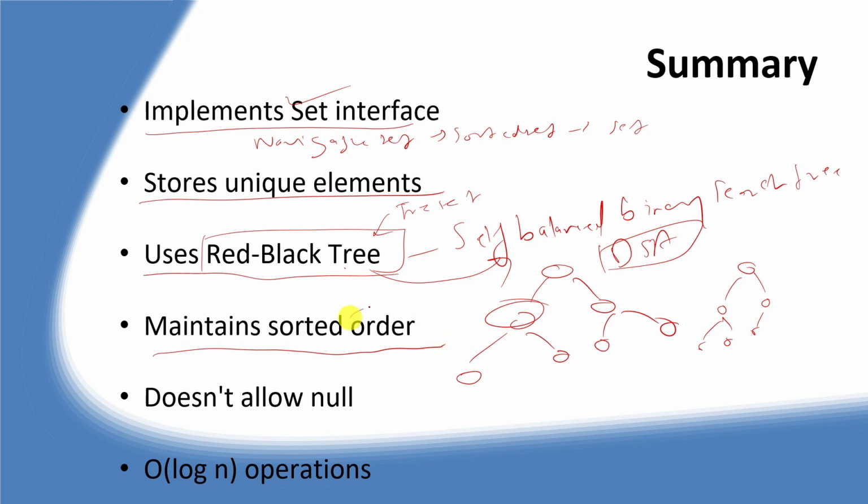By default it gives ascending order, and if you want descending order, then we need to pass a comparator in the constructor. It does not allow any null values. No null values are allowed. And the time complexity for performing add, delete and search operations is O(log n).